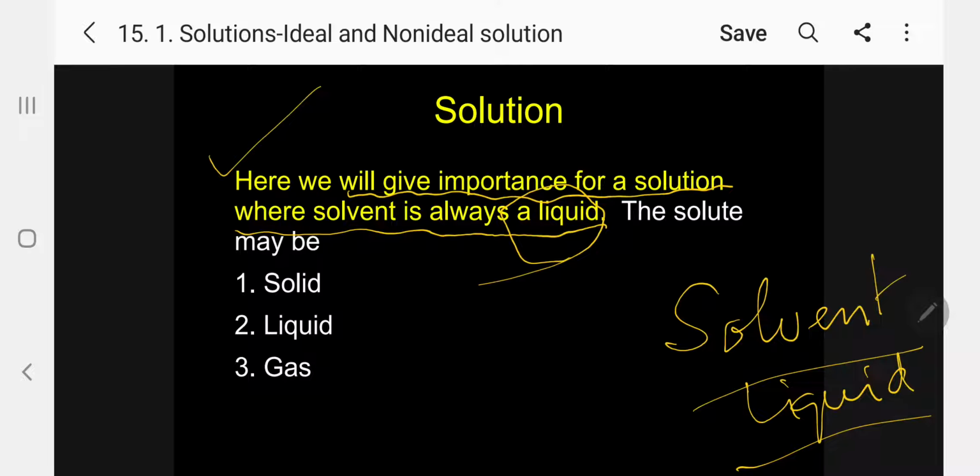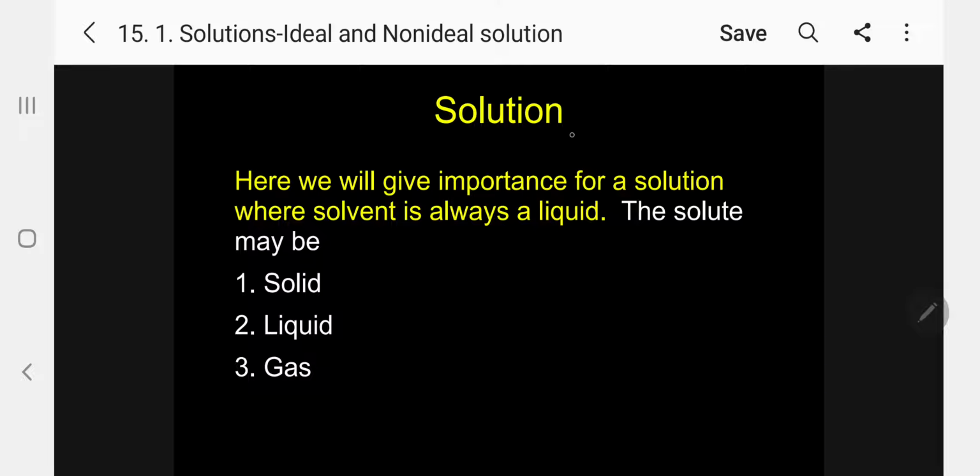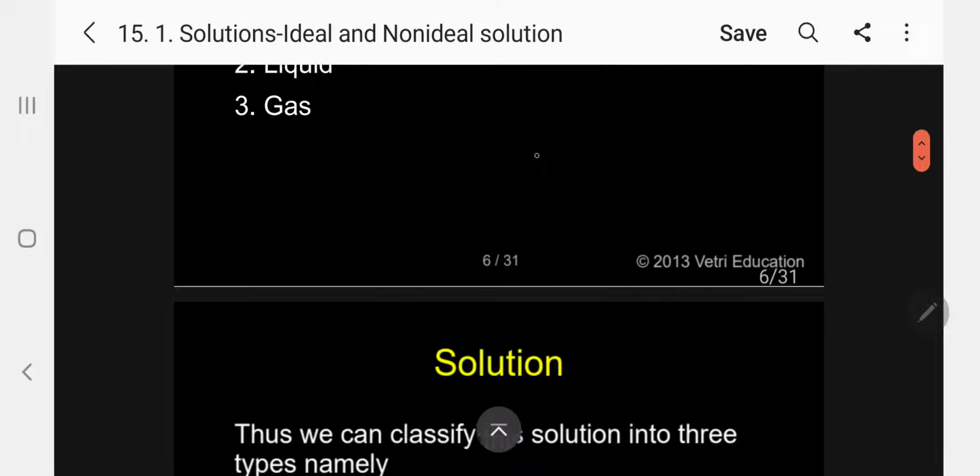So, solute may be a solid, a liquid, or a gas. But the solvent we are assuming is always a liquid. So, we are going to discuss this kind of solution in this chapter. Kindly follow.